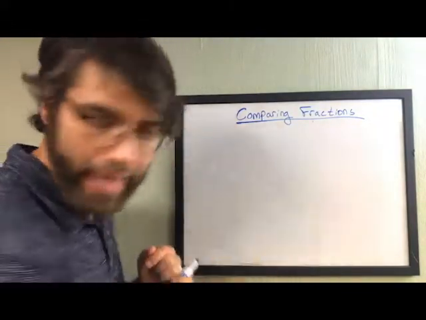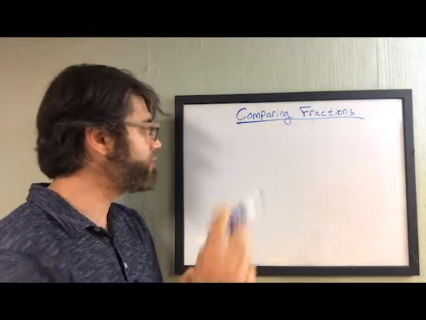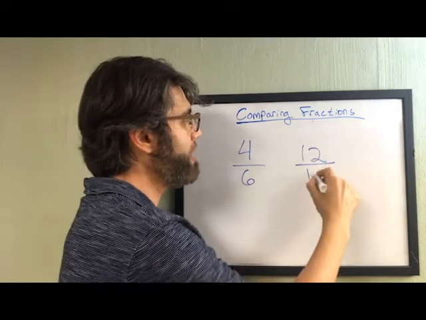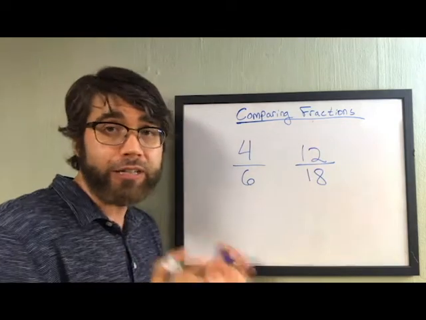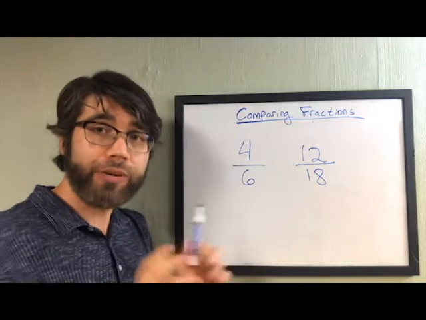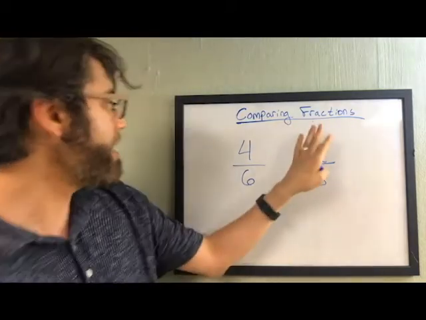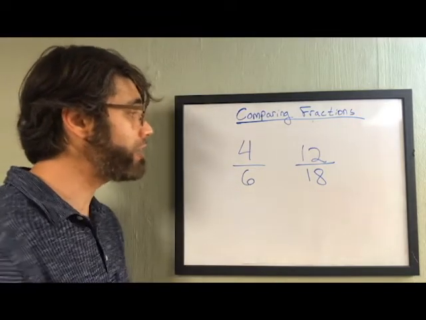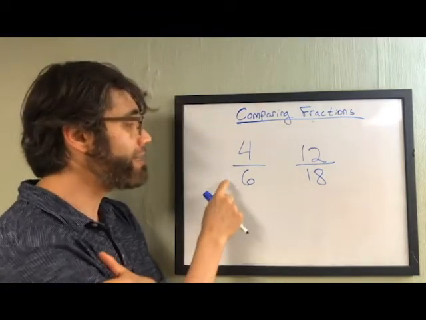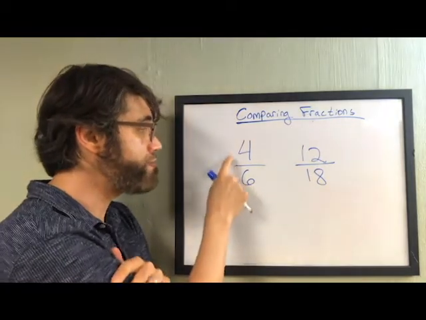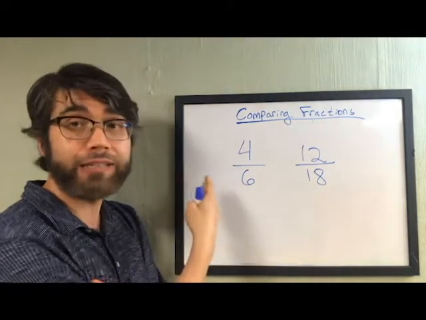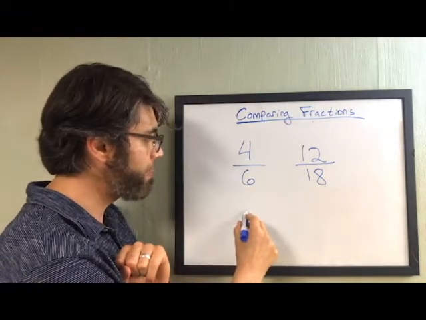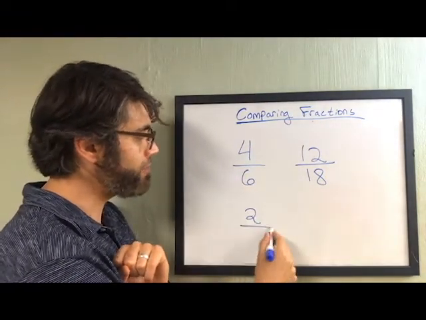Okay, so again, let's first simplify. So if we had 4/6 and 12/18, which is the example that we had before, this is what I recommend. Simplify both of them first. See what happens. Okay, so let's just look at 4/6. The way to simplify a fraction is to look at the greatest common factor that goes into both the numerator and the denominator. In that case, it's 2, because 2 goes into 4 2 times, and 2 goes into 6 3 times, okay?